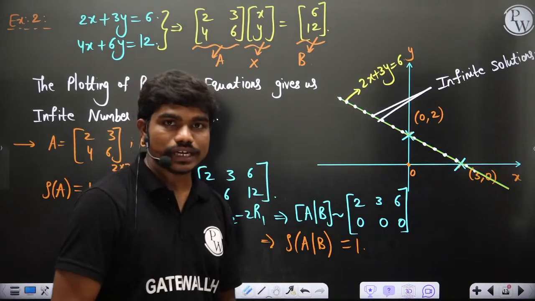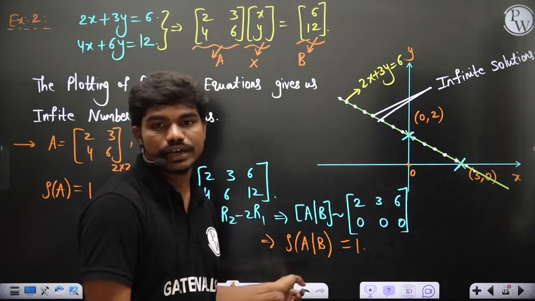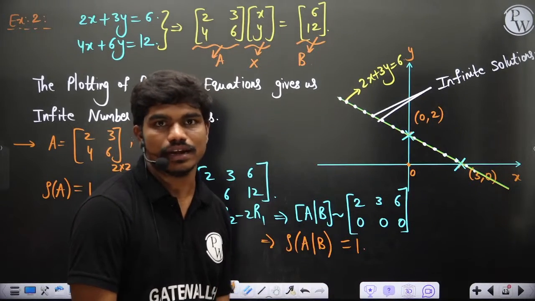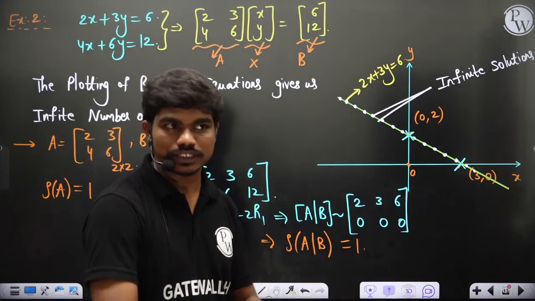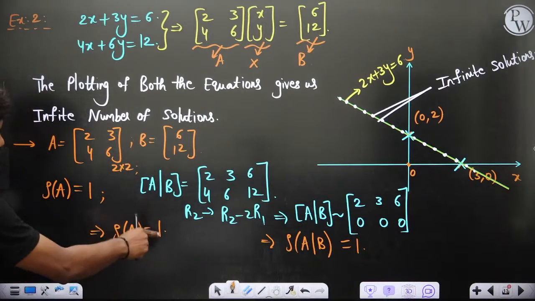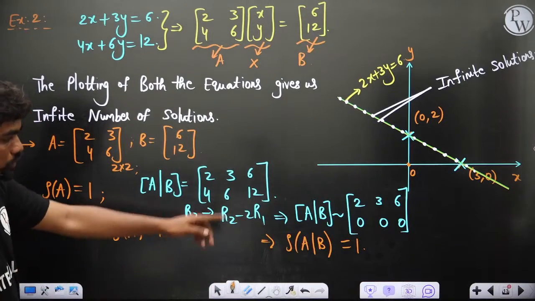But in actual case, in order to show these conditions, rank of A equal to rank of A augmented B and all, it's like a big thing again. You have to go very deep into the ranks, which is even out of the scope of GATE syllabus. So that's why I'm just giving rank of A is equal to 1 and rank of A augmented B is equal to 1, of course.